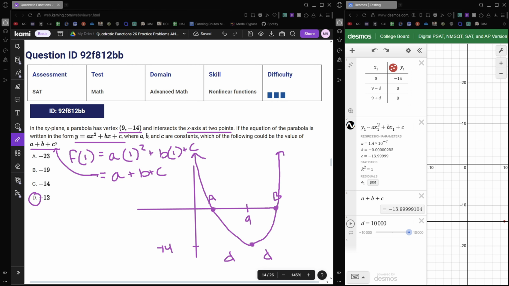Oh my goodness, it's the same thing. Anyways, this means that the y value when x is equal to 1, so theoretically we would say this is when x is equal to 1 right here, this y value would be the value of a plus b plus c. And if you notice, that y value is definitely greater than negative 14. That means that our answer must be greater than negative 14, so negative 12 would have been our only possible answer.